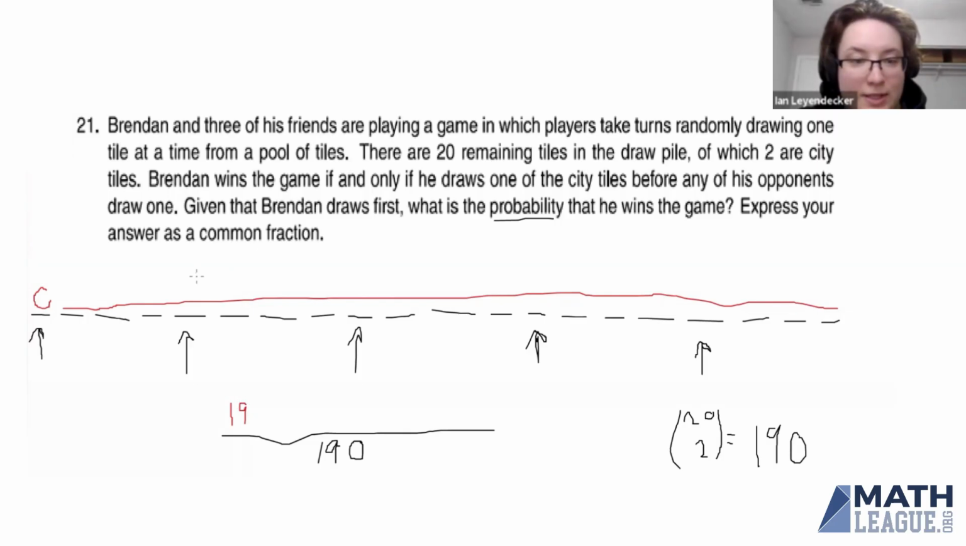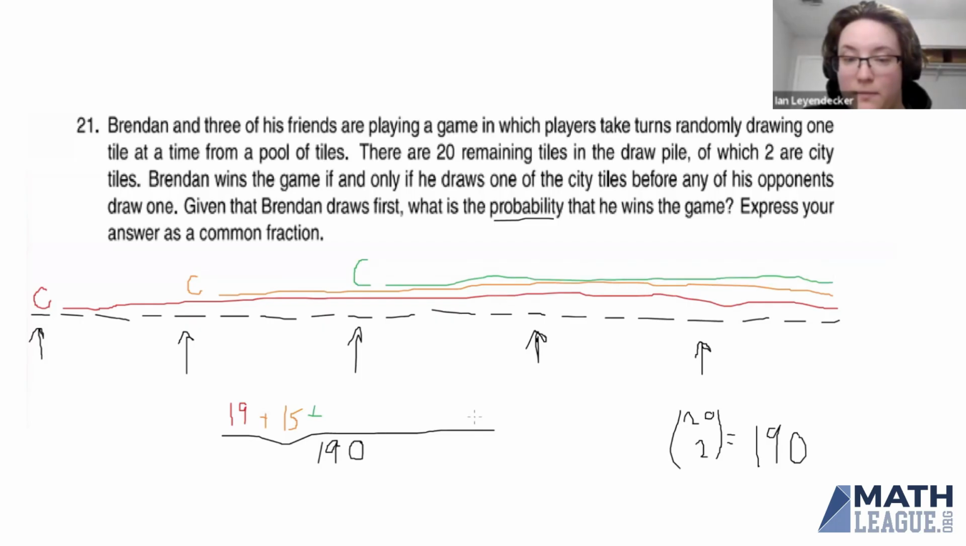If the first city tile falls on the 5th turn, then in the first 4 turns there are no city tiles, so we don't need to consider those. But from turn 6 to turn 20, the second city tile can fall anywhere along there, for a total of 15 possibilities in this case. The third possibility is that the first city tile falls on the 9th turn, which means there are 11 more possibilities left for the second city tile anywhere along here.